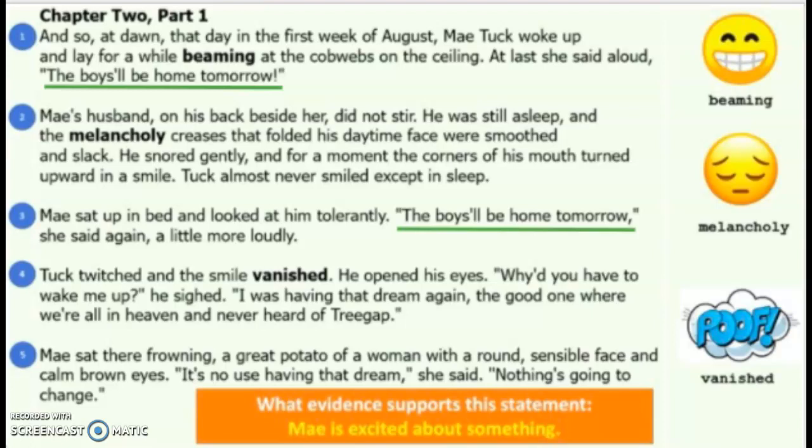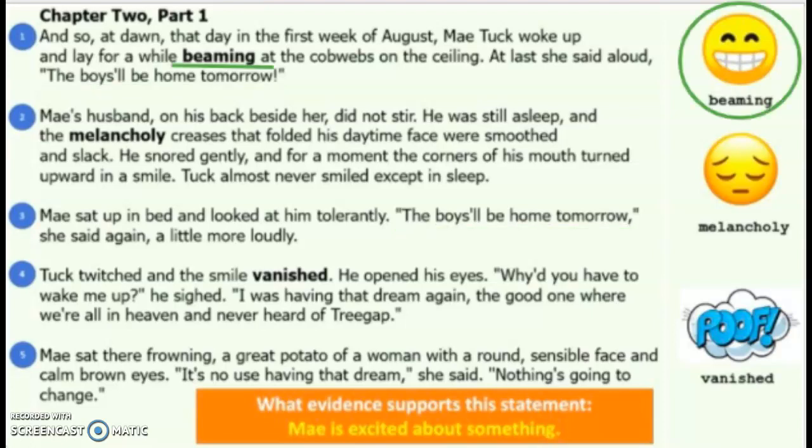So looking back at paragraph 1, I'm going to identify that word beaming, and starting from the beginning of that paragraph, I'm going to see if that paragraph will be my evidence to support May is excited about something.